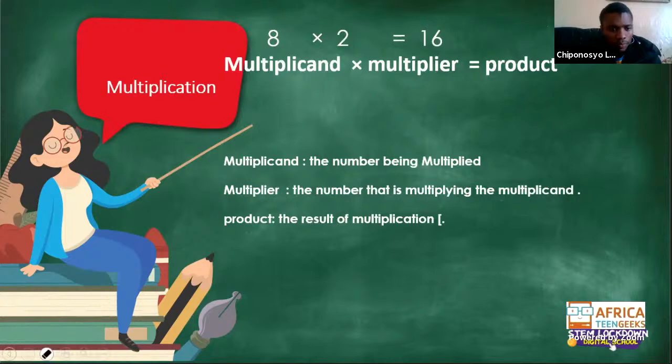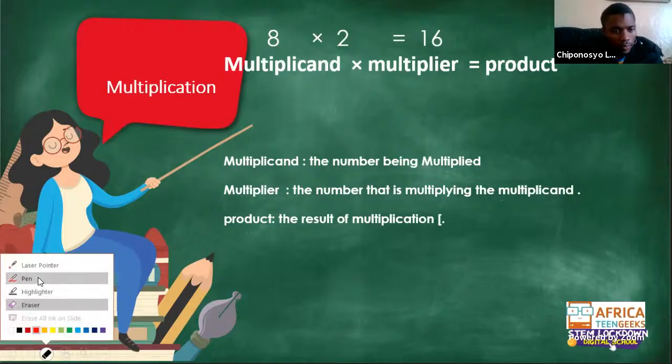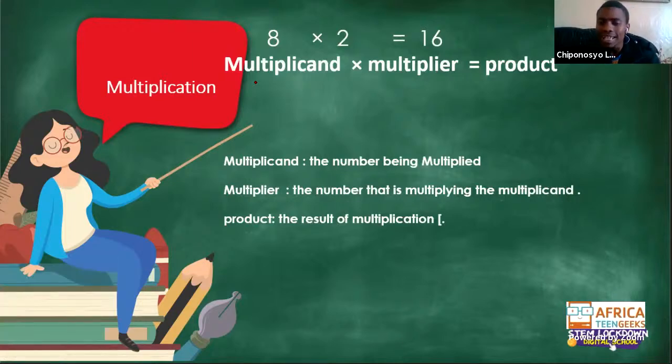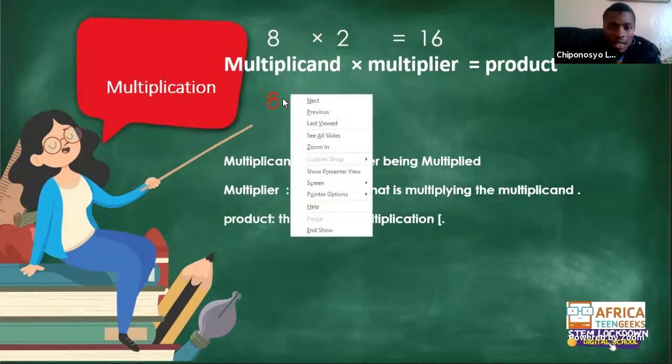For example, my multiplicate here is 8. So if I am going to show this out in repeated addition, and I'm speaking about it 2 times, because that's what the multiplier is asking for us. It is what? 8 plus 8.